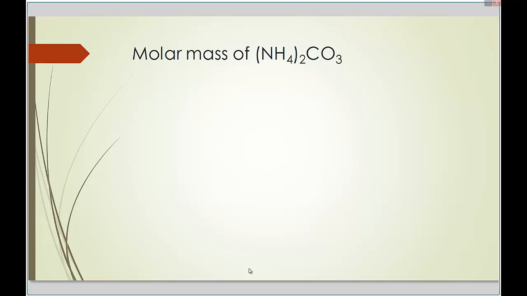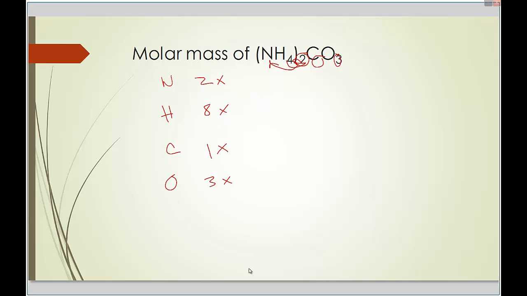So let's try to find another one. Ammonium carbonate. So we have nitrogen, hydrogen, carbon, and oxygen. This 2 gets distributed to both of these elements. So we actually have 2 nitrogens. 4 times 2 is 8 hydrogens, 1 carbon, and 3 oxygens.